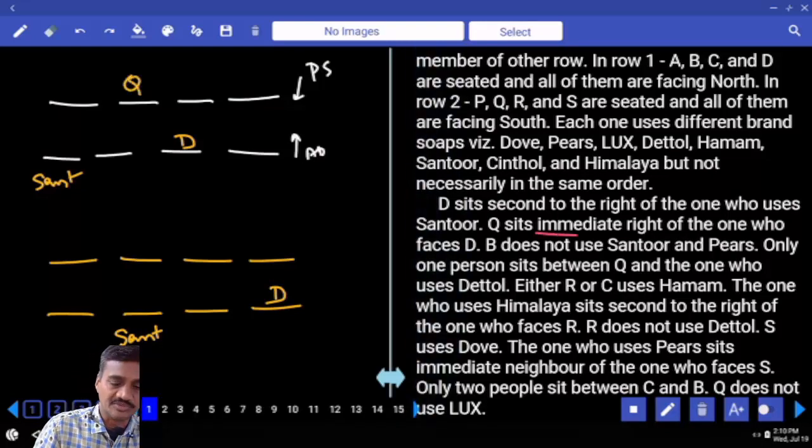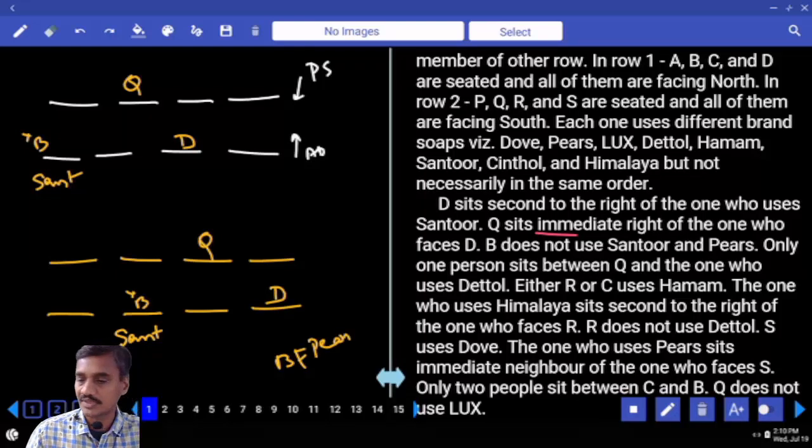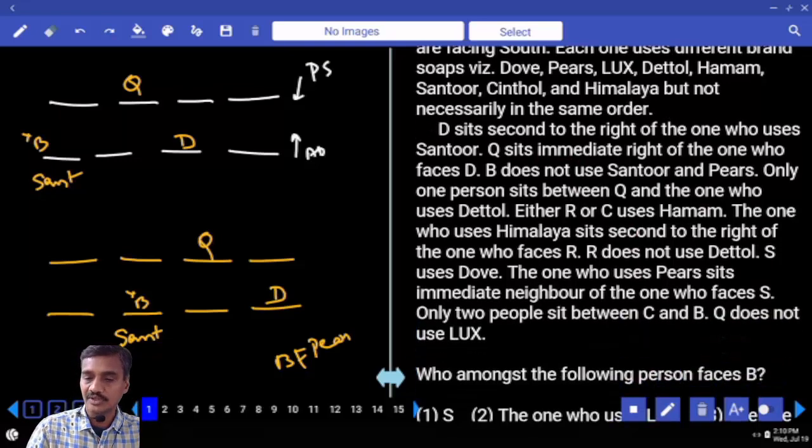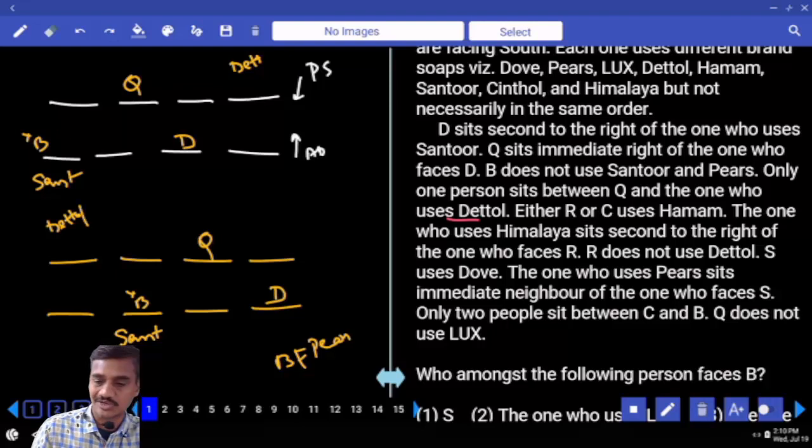Now Q is to the immediate right of the one who is facing D, and B does not use Santor and PS. B is neither Santor nor PS, so B PS is also ruled out. The next one: only one person between Q and the one who uses Dettol. Between Q and the one who uses Dettol, there must be exactly one person.